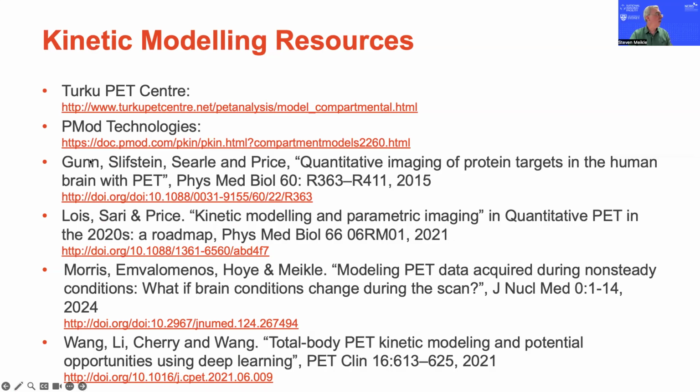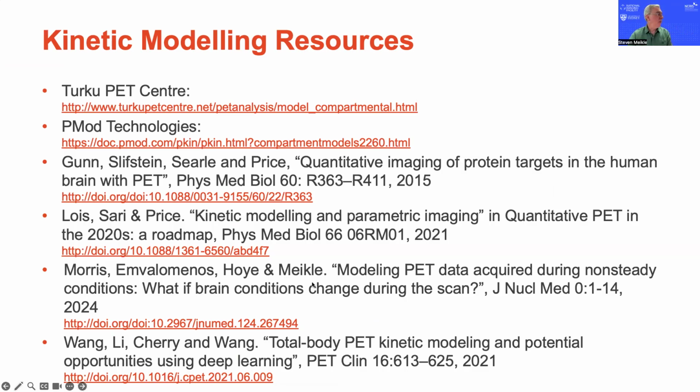And I also really like this review by Roger Gunn and Julie Price and others that was published in PMB. It's 10 years old now, but it really goes into all the different types of PET tracers. It's specific to the brain, specific to protein binding ligands, but it covers all the different categories of protein binding tracers that we use, and the way we use kinetic models to derive physiologically relevant parameters.